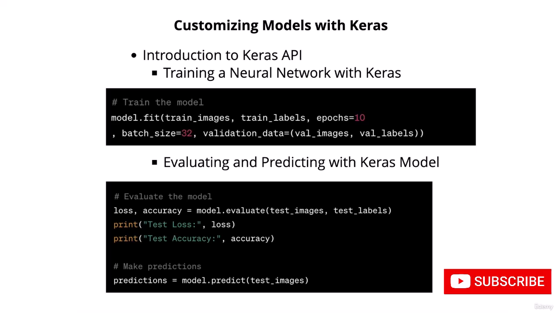The Keras API provides a user-friendly and versatile interface for building, training, and deploying deep learning models. By leveraging its modular components, you can quickly prototype and experiment with different neural network architectures, loss functions, optimizers, and more. Whether you're a beginner or an experienced deep learning practitioner, Keras offers a powerful toolset for developing state-of-the-art machine learning models.